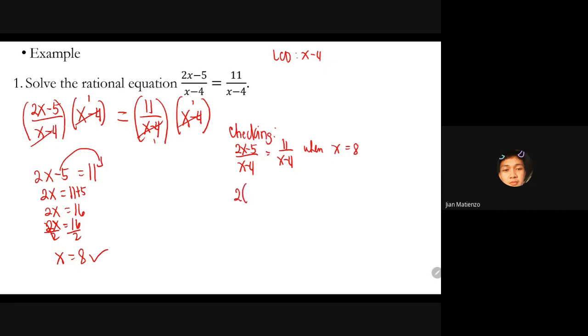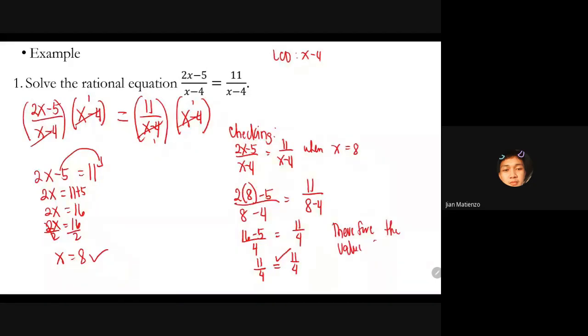So palitan mo lang ang 8, wag mong basta-basta ipapalit ha kasi multiplication po yung 2x. Minus 5 over 8 minus 4 which is equal to 11 over 8 minus 4. So 2 times 8, that's 16. Minus 5 over 8 minus 4 is 4. This will be 11 over 4. 16 minus 5, that's 11 over 4, which is equal to 11 over 4. And therefore, the value of x is 8. That's fine.